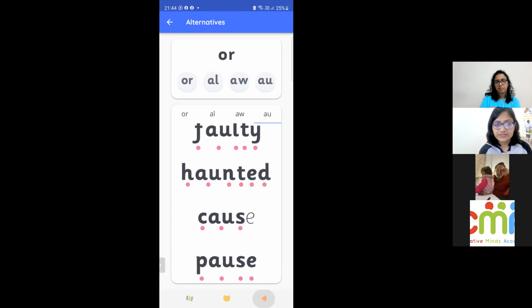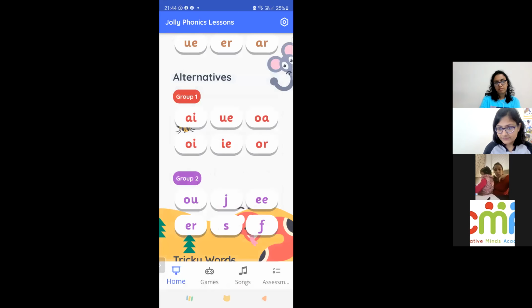So with this, we finish group 1 alternatives. So in a way, you have finished level 2. So level 1 is 42 sounds. Level 2 is group 1 alternatives. And then we will have level 3 where we will have these group 2 alternatives.